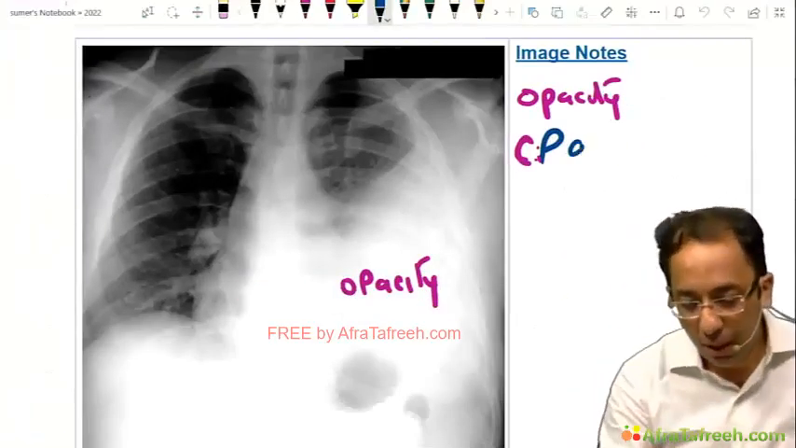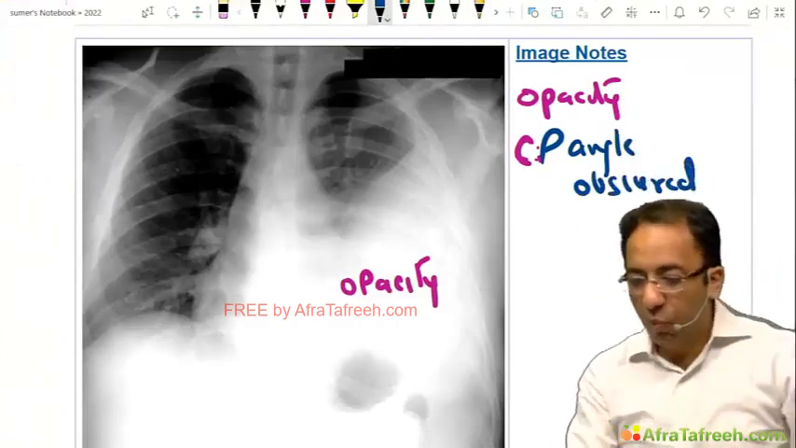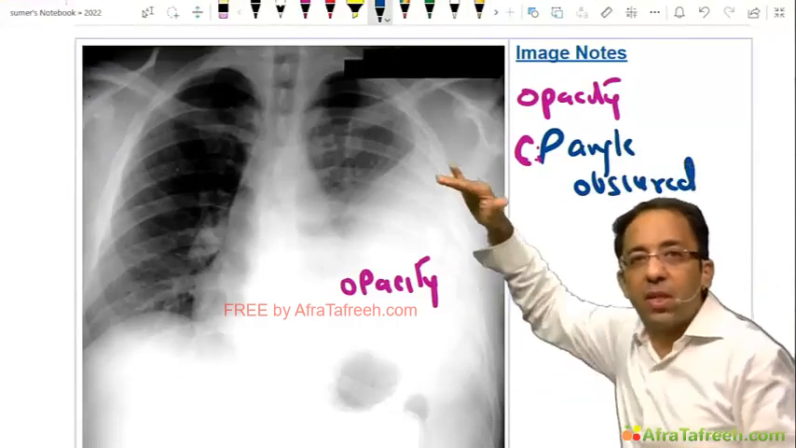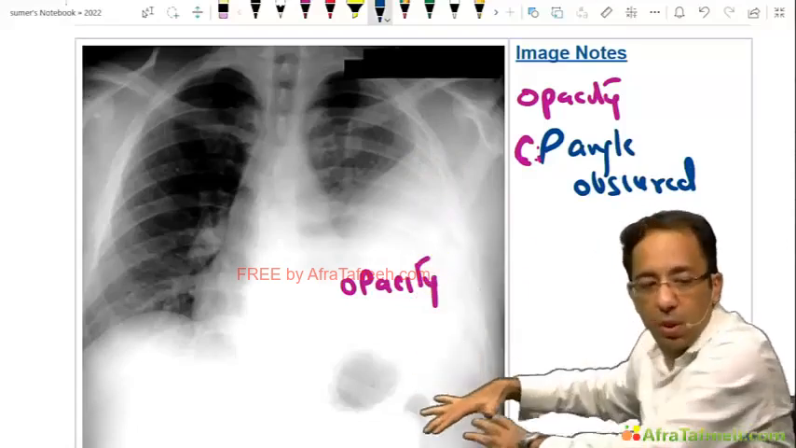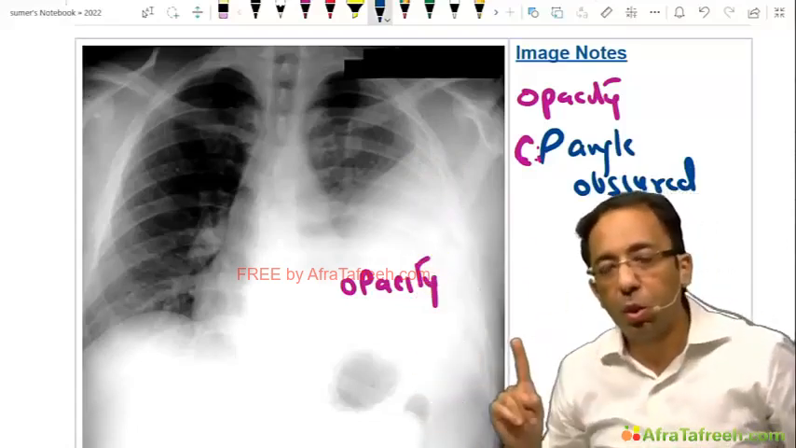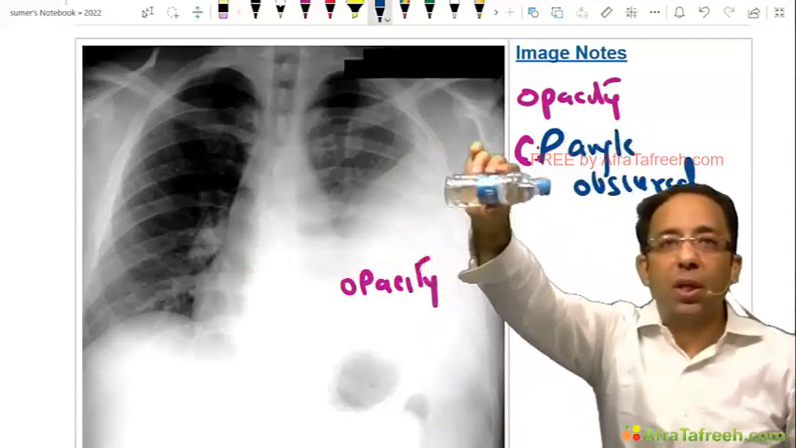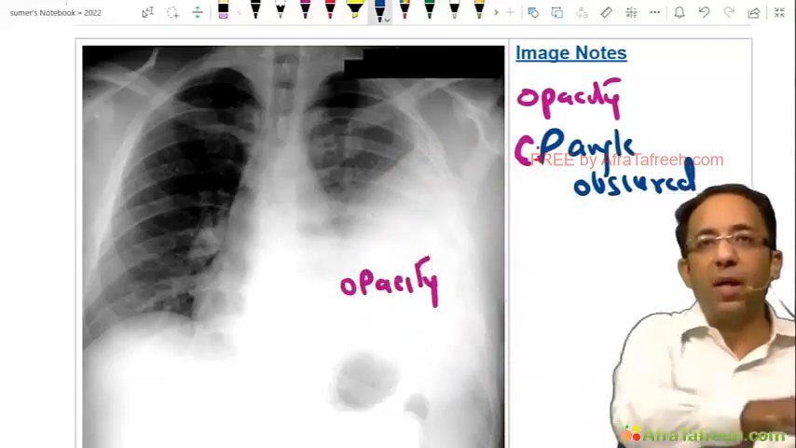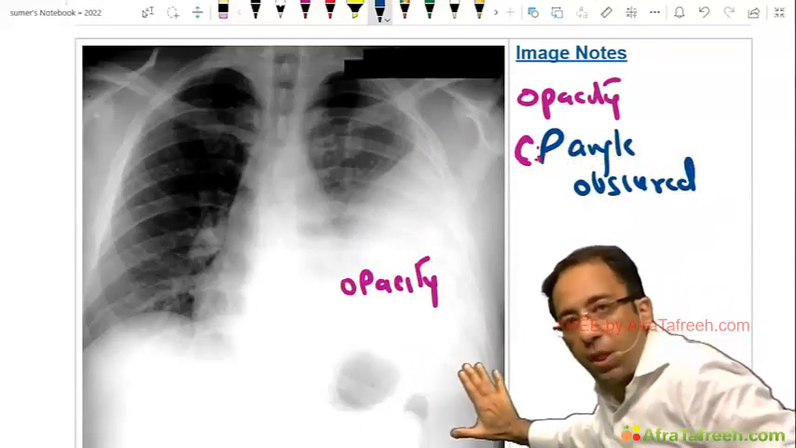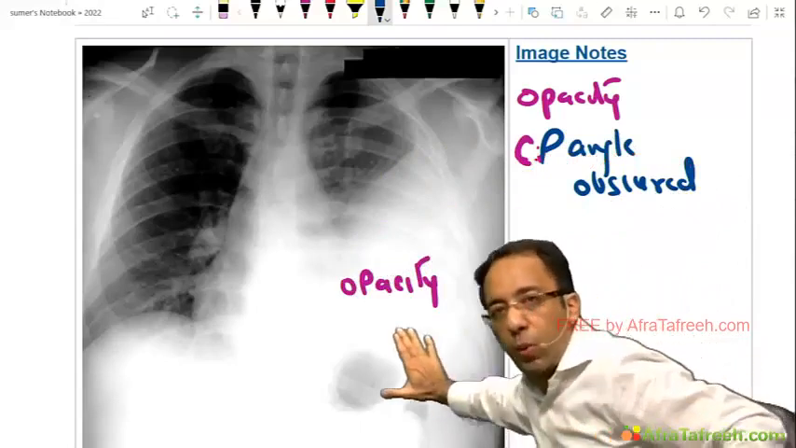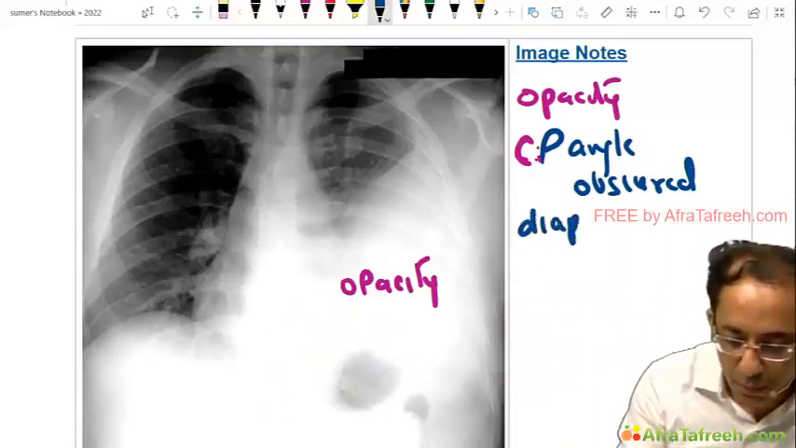Now the CP angle is obscured. Why would the CP angle be obscured? That means that the disease is water. It is going into the dependent part. It could be pleural effusion. And now I want all of you to listen to me. Suppose you have water in a bottle. If I do like this, or if there is more water, it will spread. So water is causing obscuration of the CP angle, but it is not only there, it is also spreading over the diaphragm. So even your diaphragm is obscured.